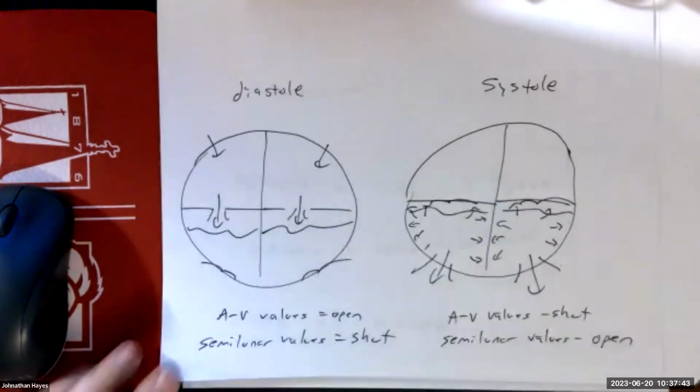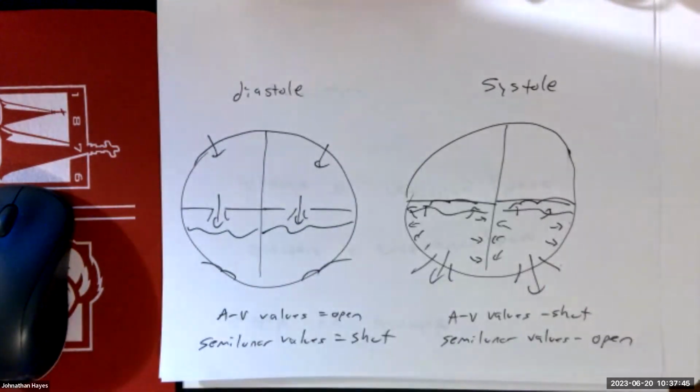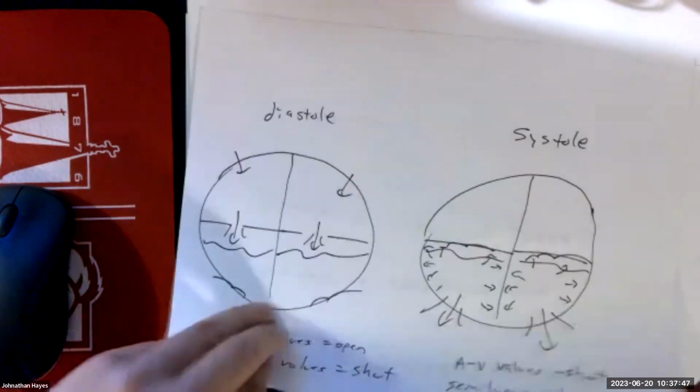So simple use of the circle diagram already. Okay. So systole versus diastole, and we'll come back to that toward the end, because we want to talk about the role of what's called atrial systole.